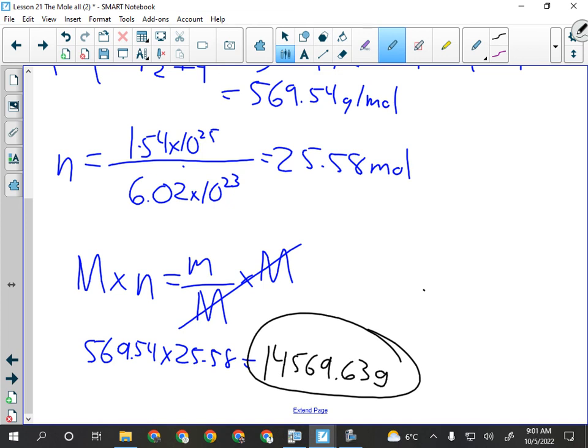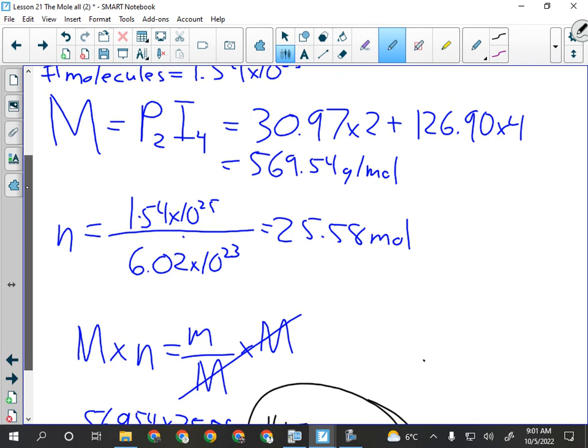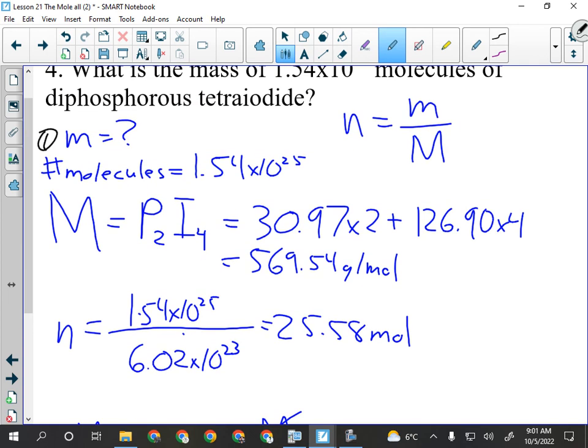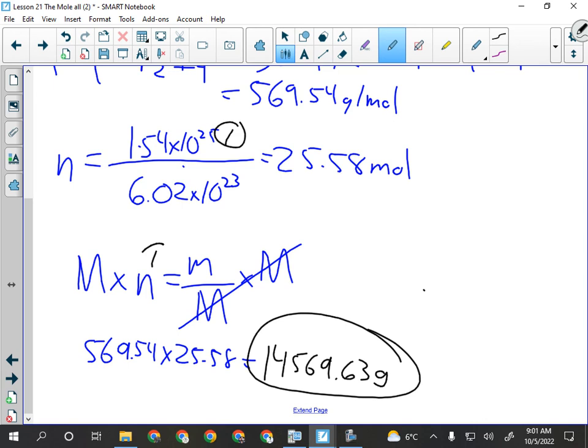So this question, as I said, would probably be 5 marks. Here's where the marks would be. 1 mark for your givens and the molar mass. You would get 1 mark for calculating the number of moles. You'd get 1 mark for the mole equation. You get a mark for your manipulation. A mark for your answer.